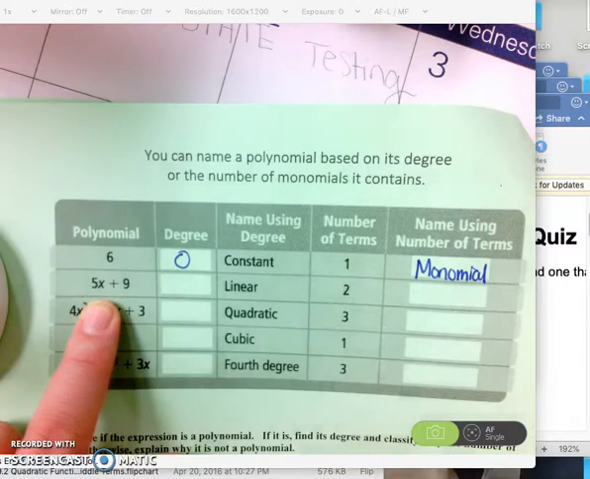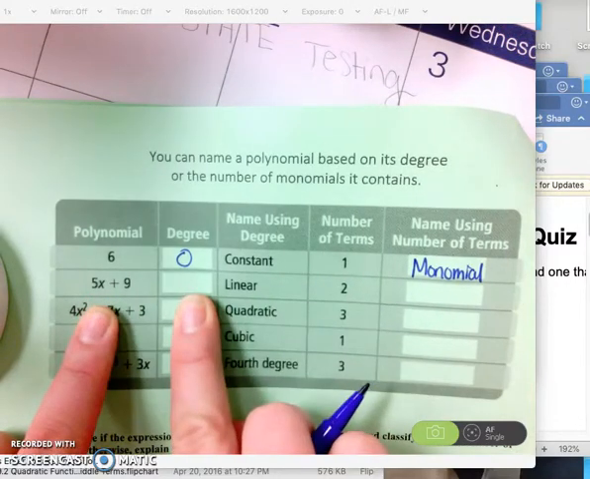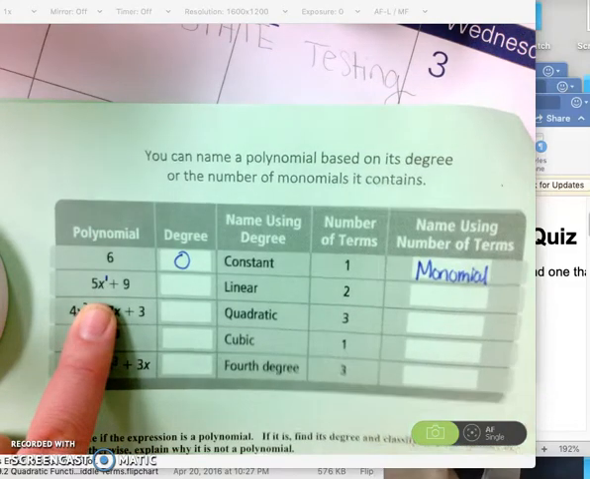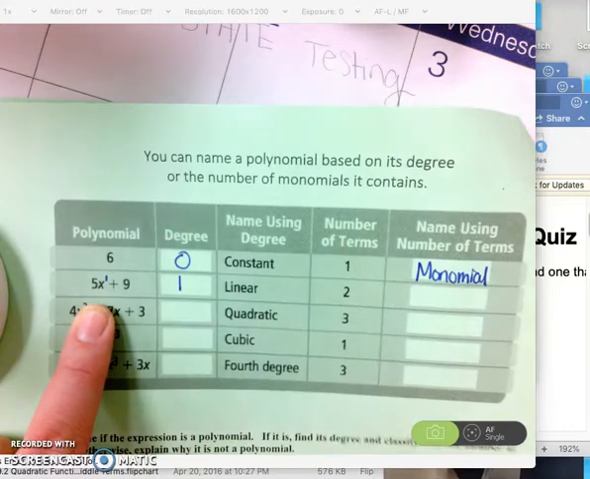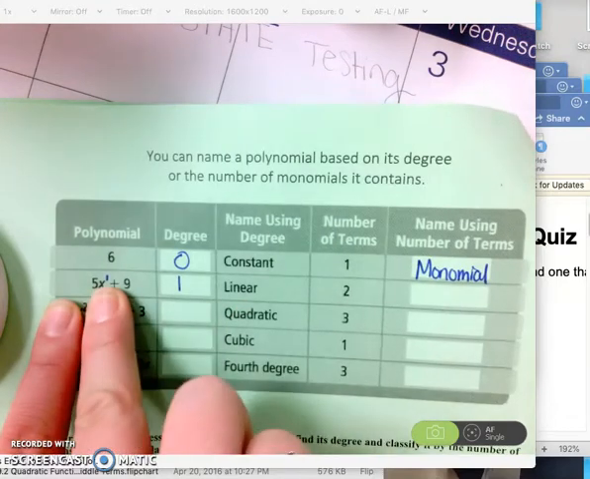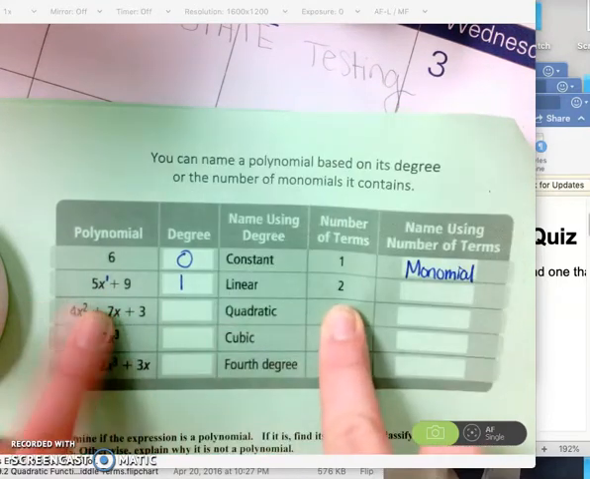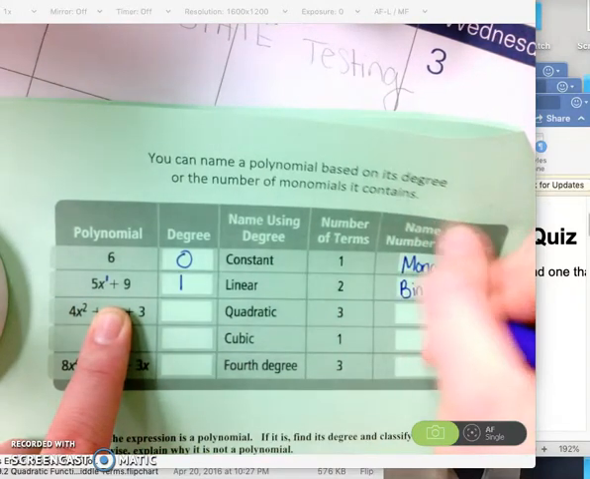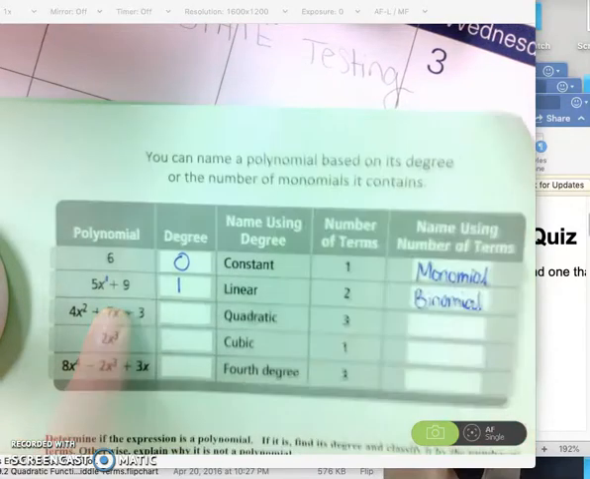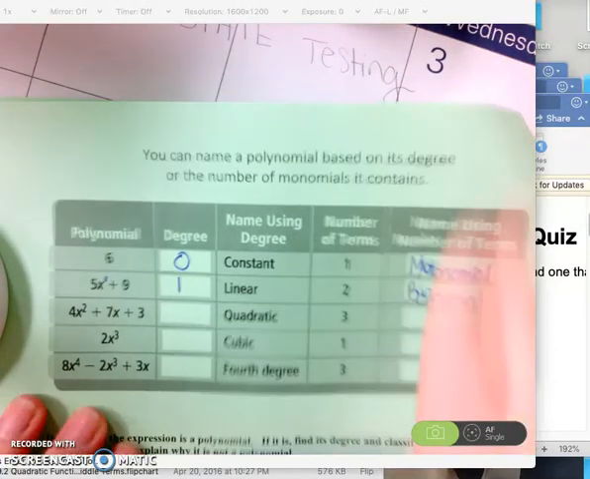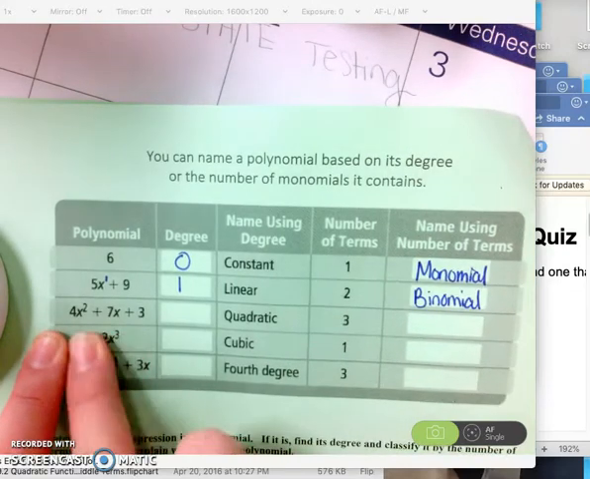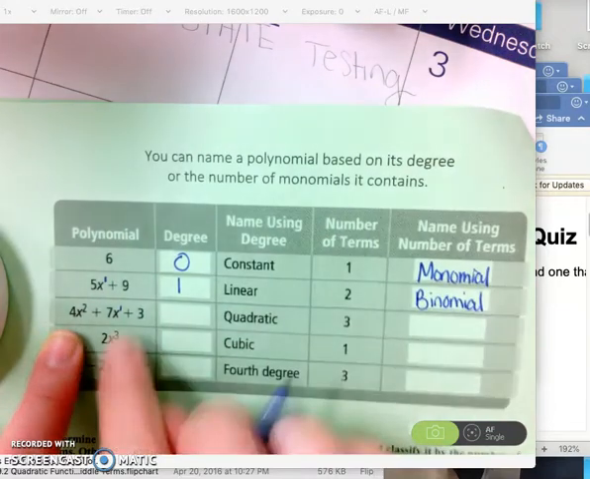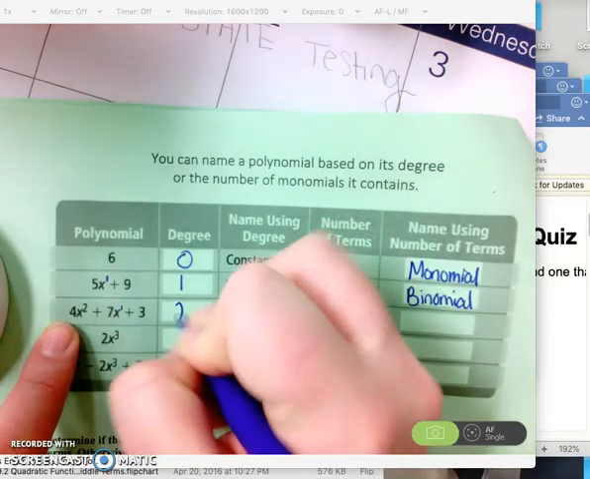We have 5x plus 9. The degree of that is going to be the exponent, which, if it doesn't have one, is just 1, so the degree is 1. It's linear because it's 1. 5x plus 9 has 2 terms, so it's going to be a binomial. The degree of this next one is not going to be 3, it's just going to be the biggest one, so it's going to be 2.